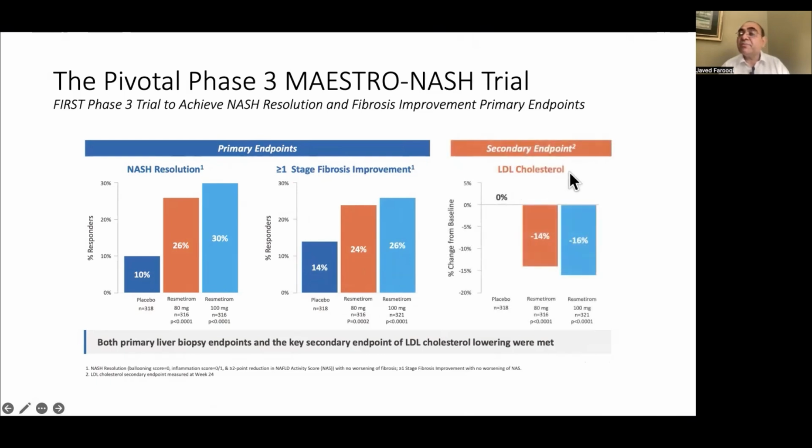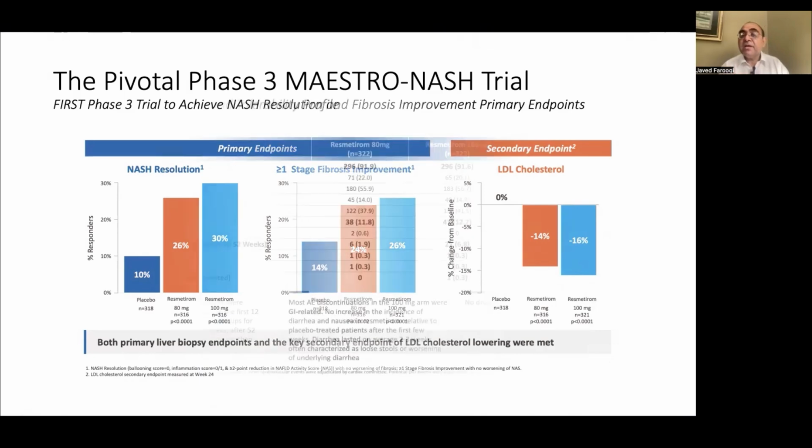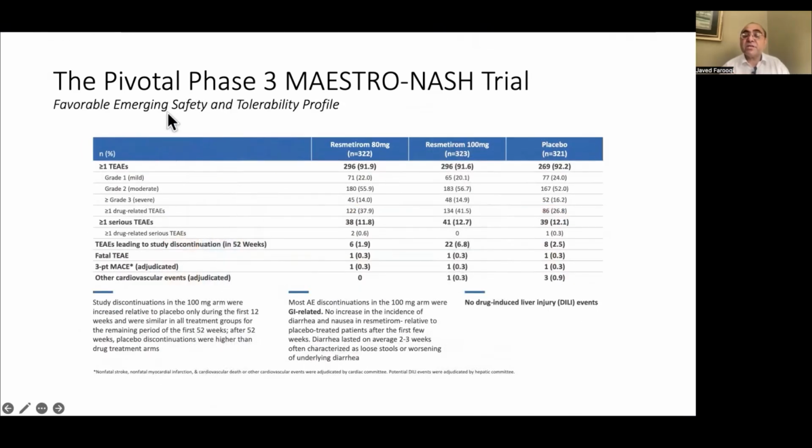And the secondary endpoint was the LDL cholesterol drop. It was only found in the resmetirom groups: in 80 milligram, 14%, and in 100 milligram, 16%. And we will be seeing this in the coming vlogs: when the weight is less than 100 kg, you give 80 milligram. If it is 100 kg or more, you give that patient the 100 milligram. So this was a very favorable emerging safety and tolerability profile for resmetirom, and I discussed this in detail in the last vlog.